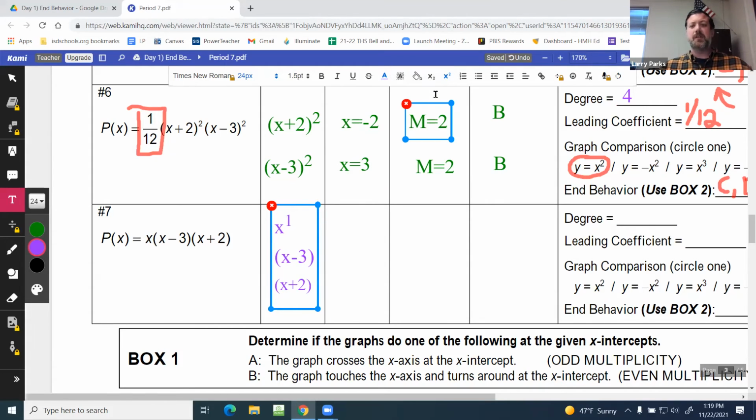Whoa, whoa, whoa. Why don't you go up to the exponent, huh?